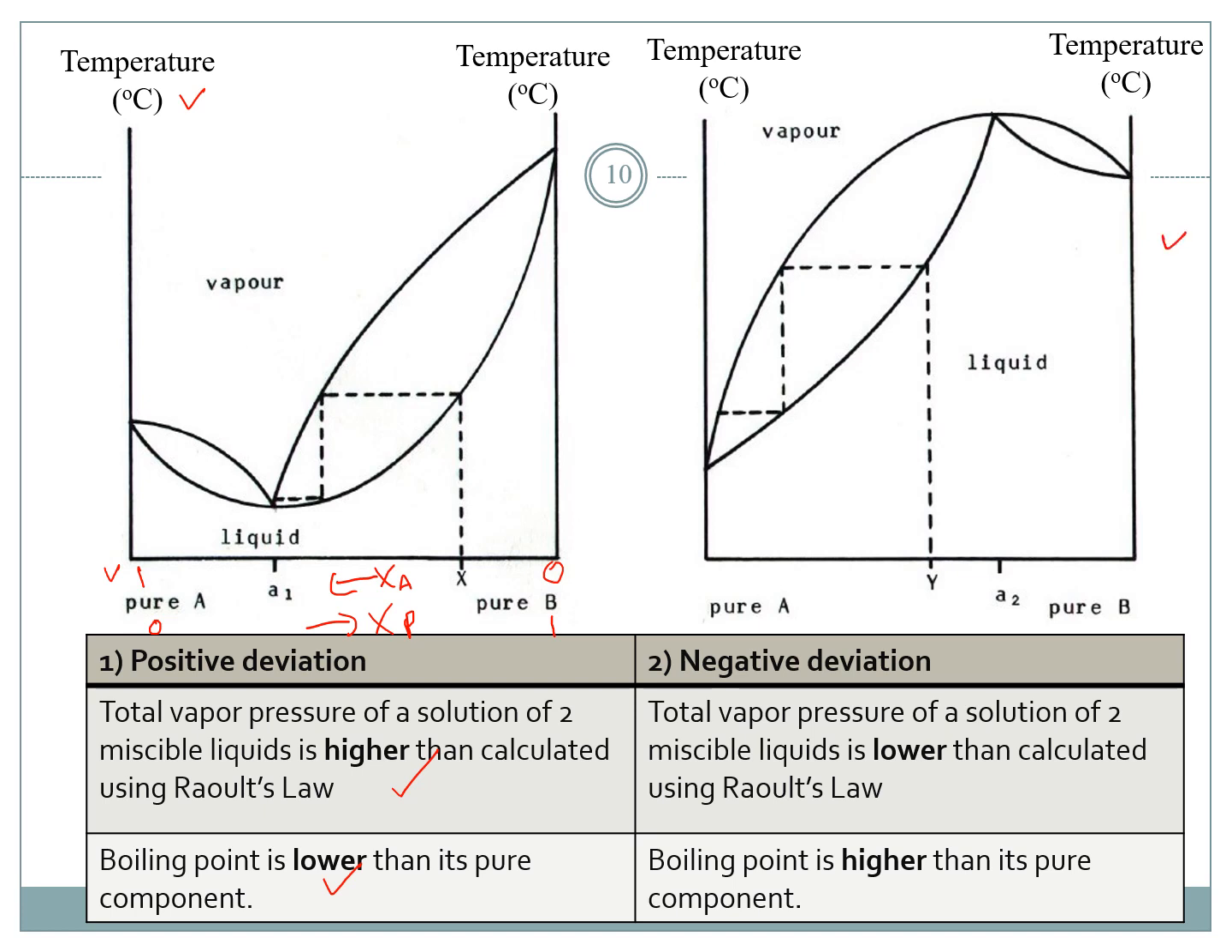And meanwhile, for negative deviation, it means that the mixture has lower total pressure than the vapor pressure of either pure A or pure B. They have lower escaping tendency from liquid phase to vapor phase due to stronger intermolecular attraction between A and B than those existing in pure component. So that's why their boiling point is higher than its pure component.